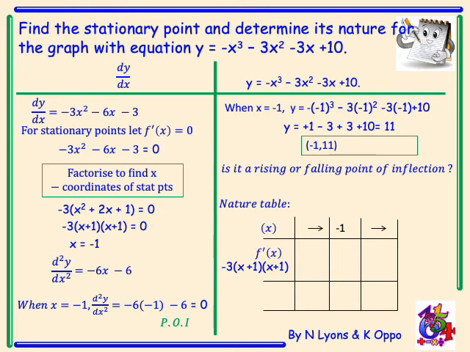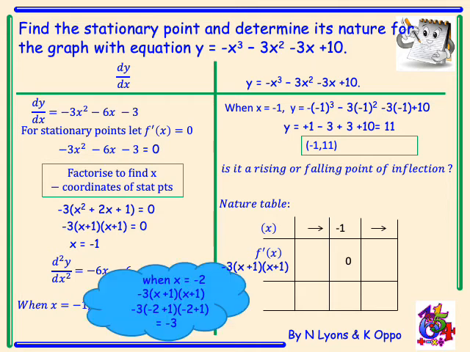Well, the derivative is minus 3 times x plus 1 times x plus 1. Now we already know the derivative equals 0 at our turning point, so I can just put that straight in. So let's think of a point a little bit smaller than minus 1, to the left of minus 1 if I was drawing the curve. So I'm going to think of what's happening when x equals minus 2.